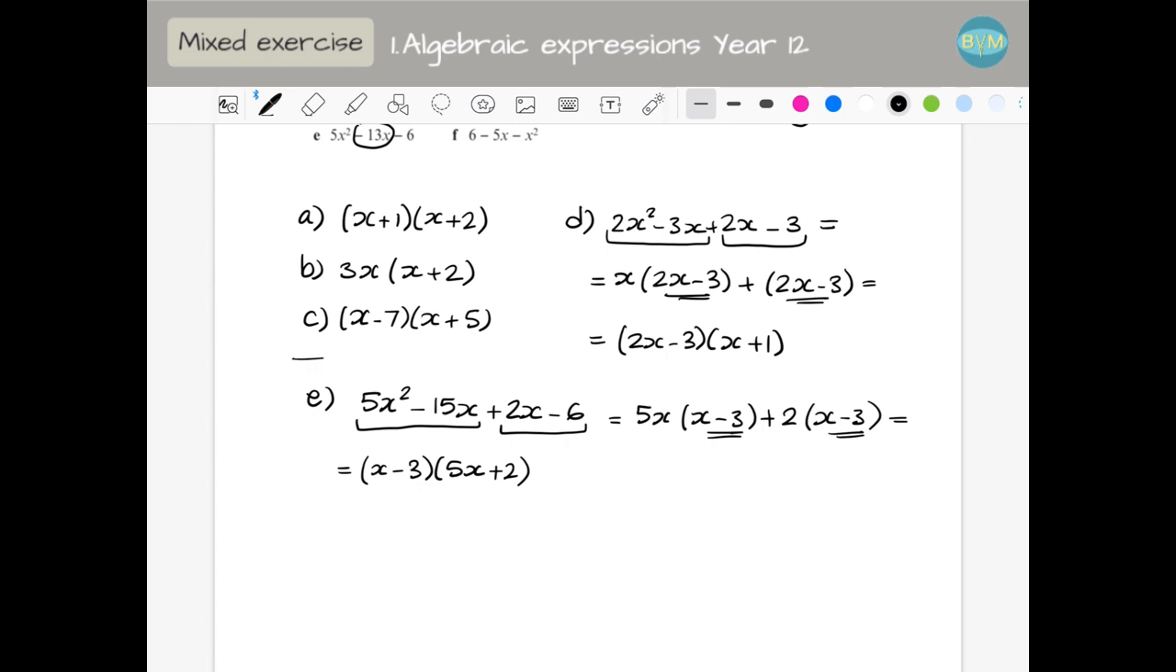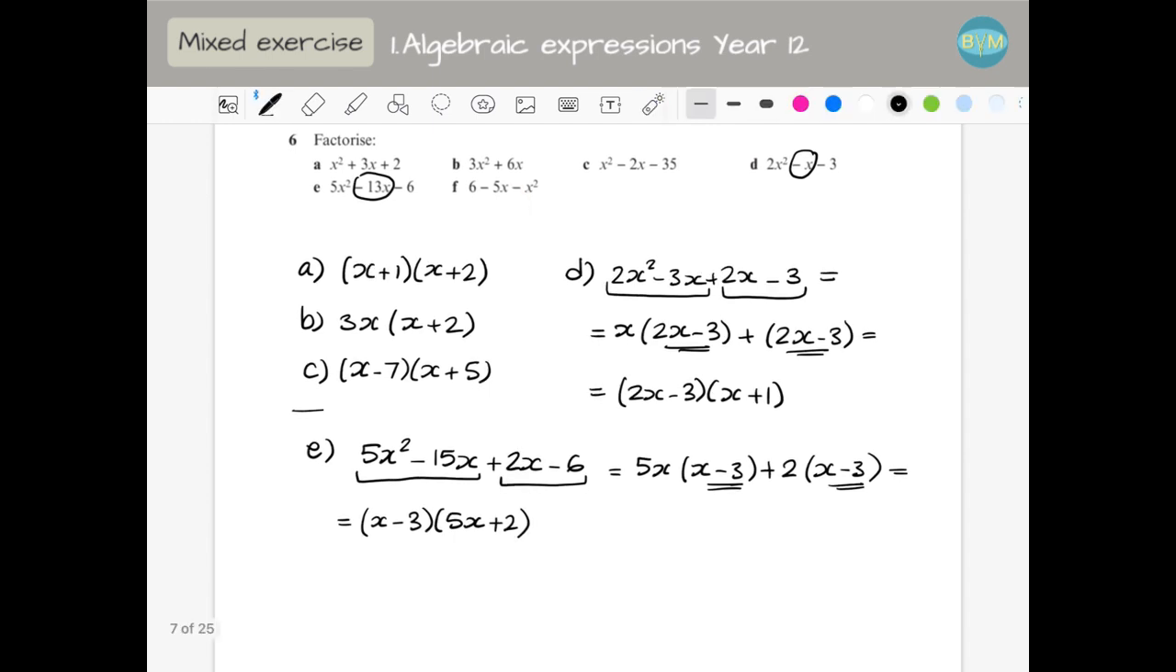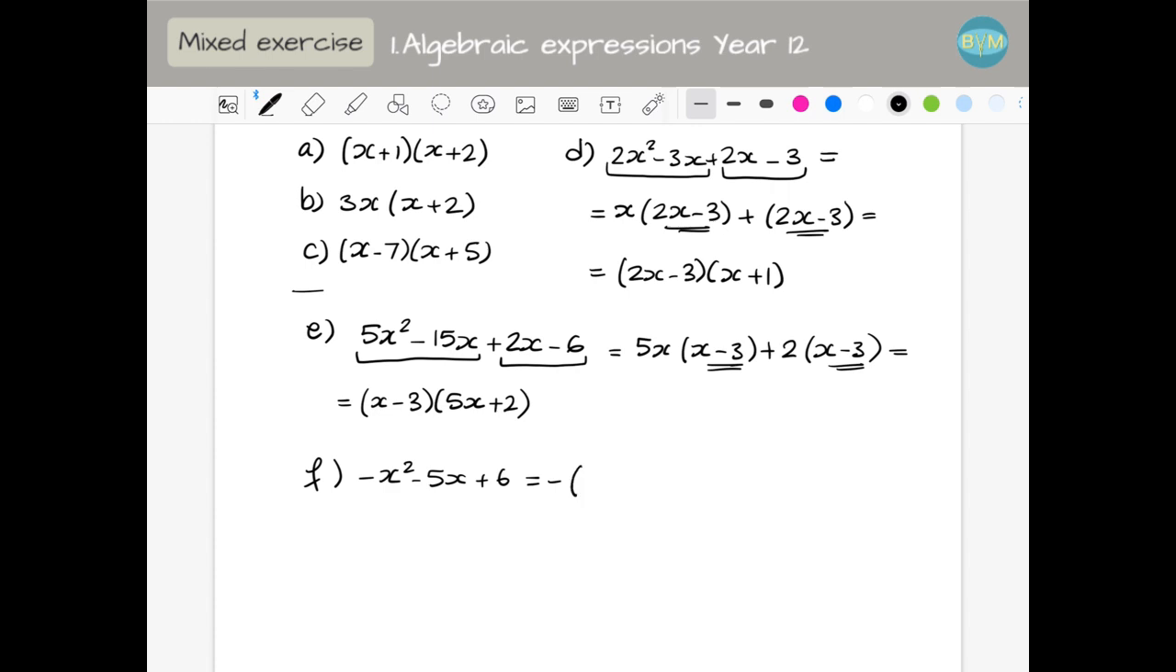The next one, we have a negative x squared here. So what we can do, let me show you. F, I'm going to rewrite in the order that we are used to: minus x squared minus 5x plus 6. What we can do is to write the minus at the front, and so kind of factorize with a minus outside, and then factorize this expression, and then leave the minus at the front. So two numbers that multiplied together give me minus 6, and added together give me positive 5, are going to be 6 and minus 1.